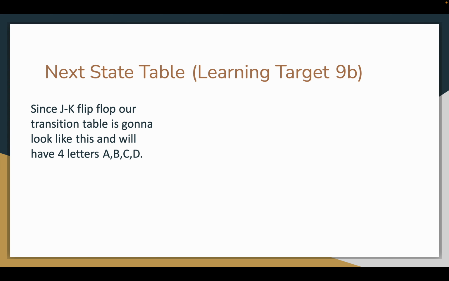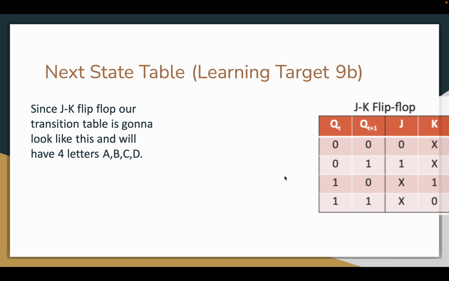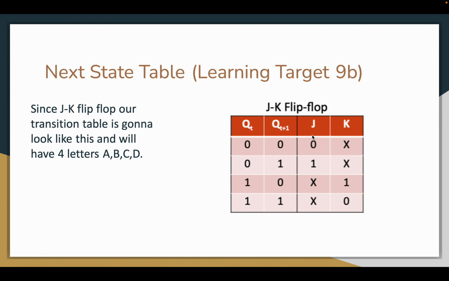So our next state table is going to be from our learning target 9B. Since it's going to be a JK, we'll have a transition table that represents our FF inputs, and we will also have the letters A, B, C, D, which are our 4 states. As we can see here, this is our JK flip-flop transition table. 0,0 is going to be 0x, 0,1 is going to be 1x, 1,0 is going to be x1, and 1,1 is going to be x0.